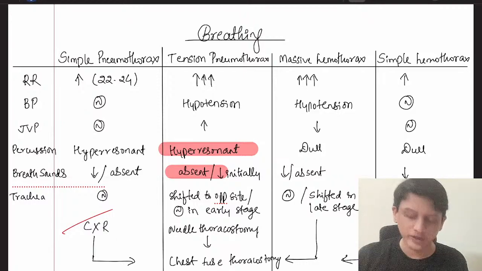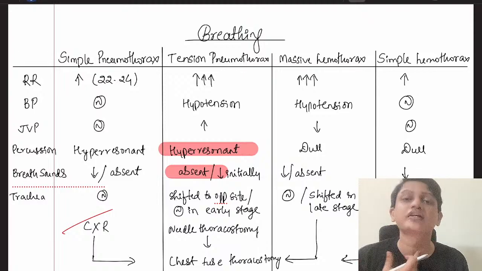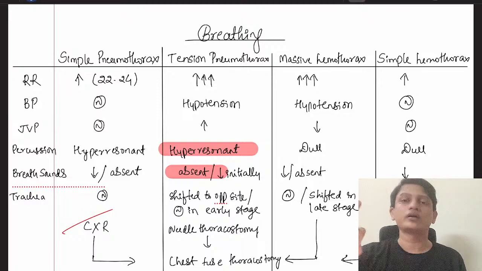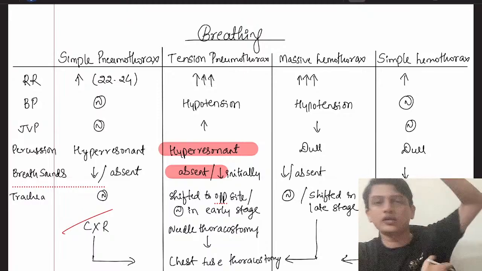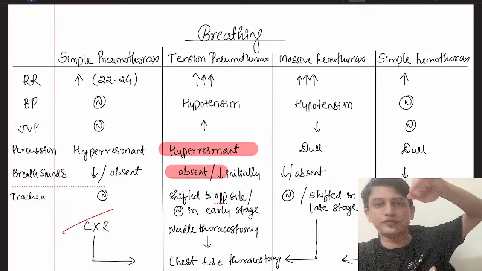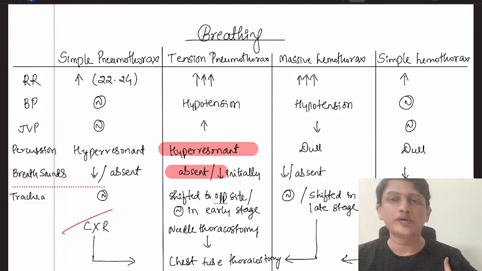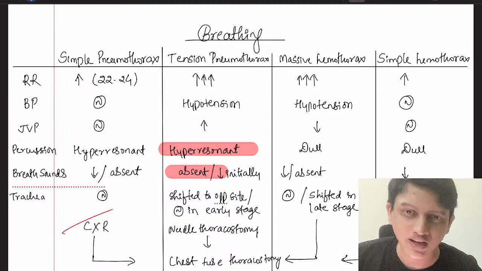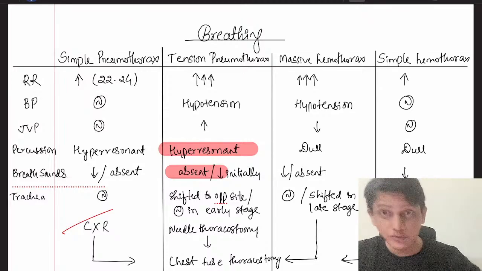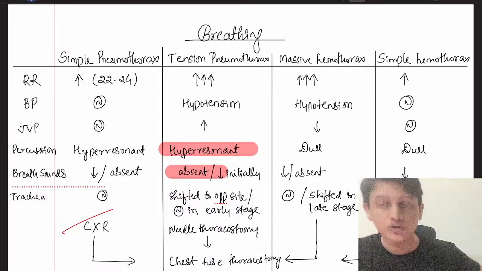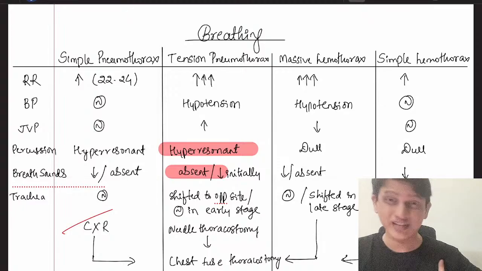No, immediately you have to intervene. What's the intervention? Needle thoracostomy. I told you, just like needle cricothyroidotomy, here also take a wide bore needle and put it in the fifth intercostal space. You just insert, and all the air will come out. The patient will give a huge sigh. He will be relieved. All the air will be vented out, so he will be relieved of that inside pressure.